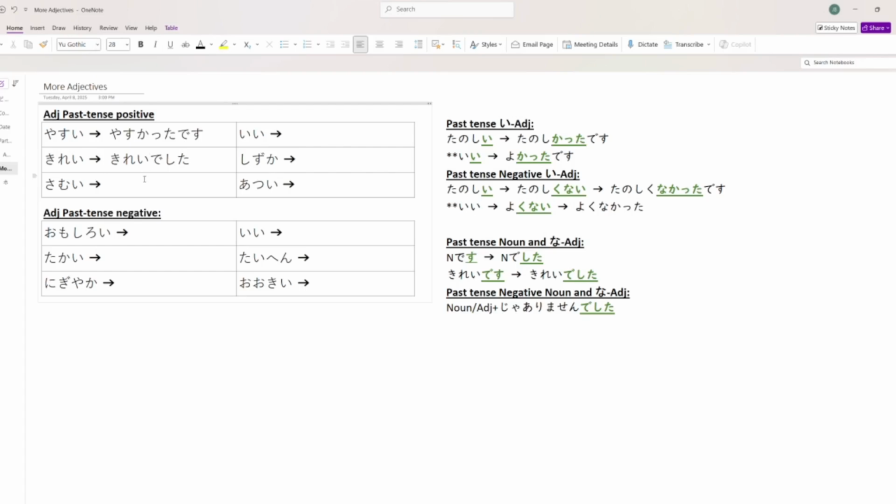This is an E adjective. So that's going to be samukatta desu. はい。そうですね。寒かった。And then, all right, with E itself is a little different, right? Yeah. This is going to be yokatta desu.